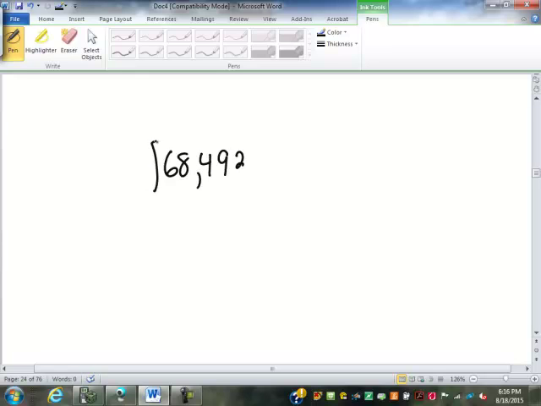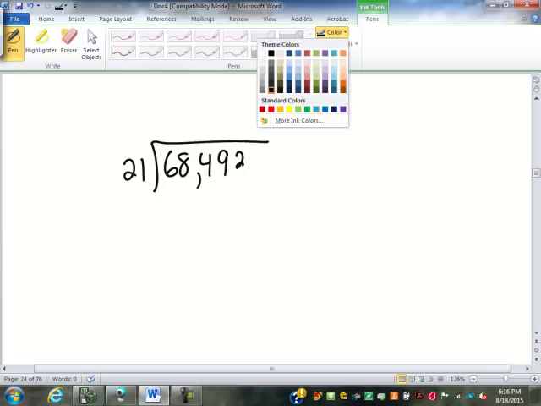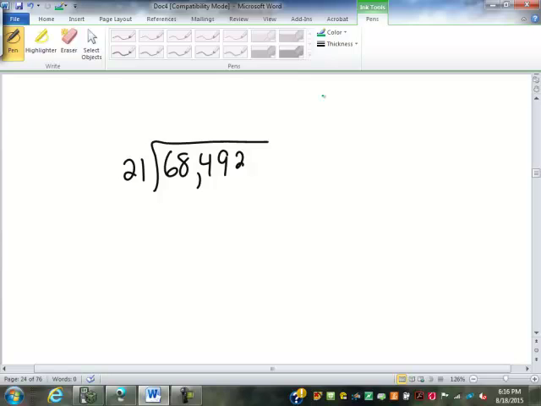Let's take 68,492 and divide by 21. We just said that division is repeated subtraction. Now, I'm not about to start subtracting 21 from 68,000. I don't have that kind of time. But if I could subtract the 21 in big bunches, it would go a lot faster. And that's what long division really is: just a way of subtracting that number in big bunches, several times at once.